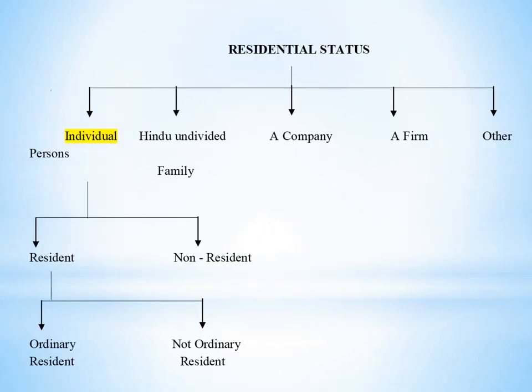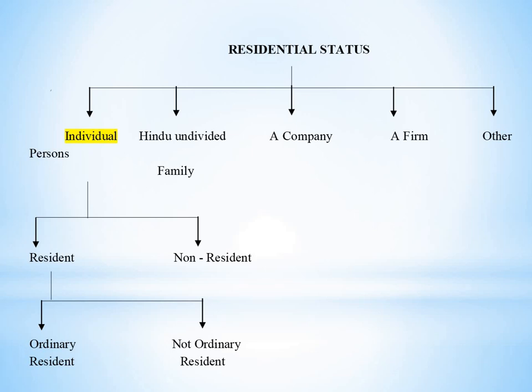Residential status has been split into 5 divisions: individual, Hindu undivided family, a company, a firm, and other persons. Other persons has been aligned to the left side. Today we are going to see about the individuals.